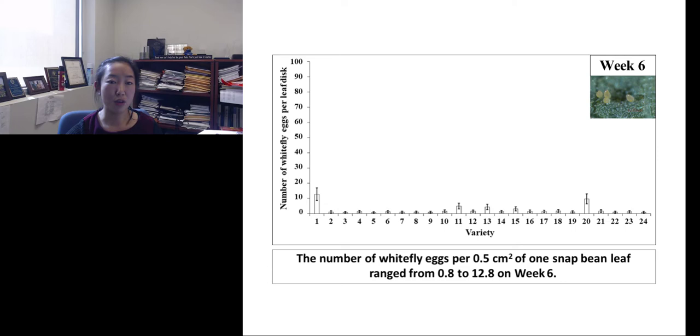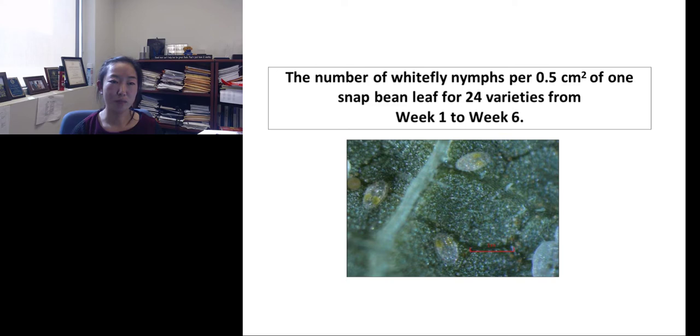And now this is the number of whitefly nymphs per 0.5 square centimeter of one snap bean leaf for 24 varieties from week one to week six. And also it's the same thing. We analyzed the data in the SAS software.